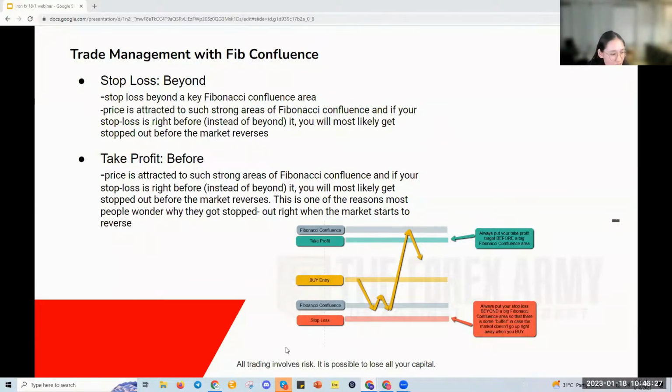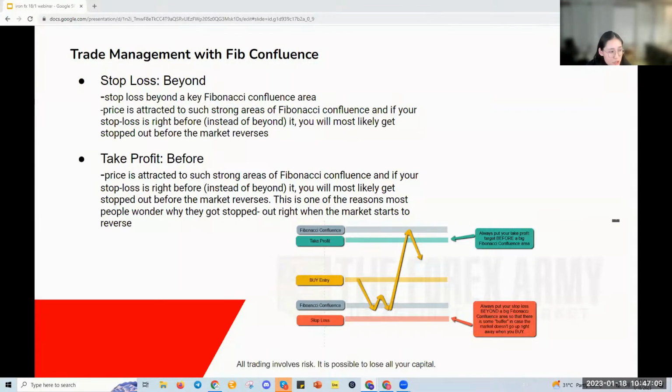So you can see over here, your stop loss is below it or beyond this Fibonacci confluence area. So there's some buffer over here, just in case the market doesn't go exactly how you expect it to when you buy, so your stop loss has some leeway. Okay, so let's move on to the take profit.